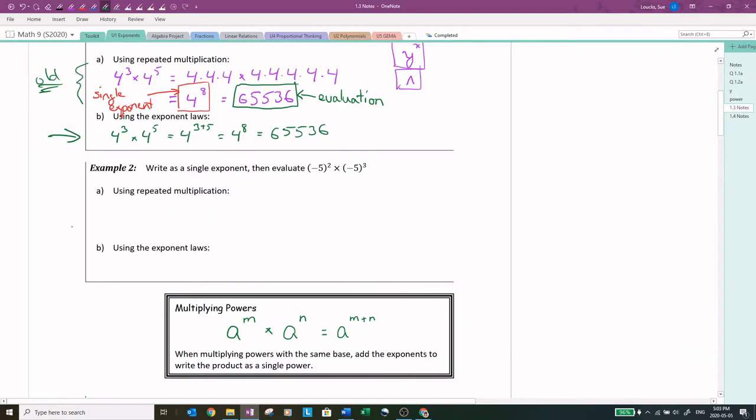All right, example 2, write as a single exponent, then evaluate. So this is negative 5 squared times negative 5 cubed, which is negative 5 times negative 5, and then times negative 5 times negative 5 times negative 5, which is negative 5 in brackets to the power of 5, because there's 1, 2, 3, 4, 5 of them. That is it as a single exponent. You're going to leave the base the way it is unless there's a reason to change it.